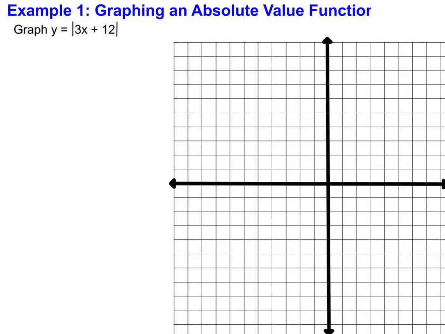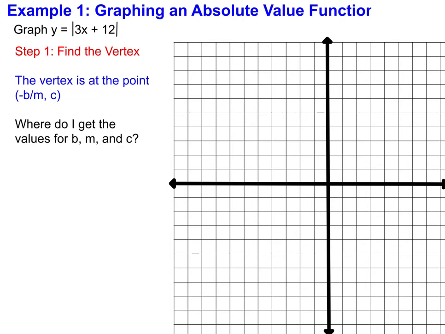Okay, so let's go ahead and do an example. Let's graph this absolute value function. Step 1 of graphing an absolute value function is to find the vertex. That's always where you want to start. So let's find the vertex. How do you find the vertex? The vertex is at the point negative b over m comma c. So go ahead and find that.